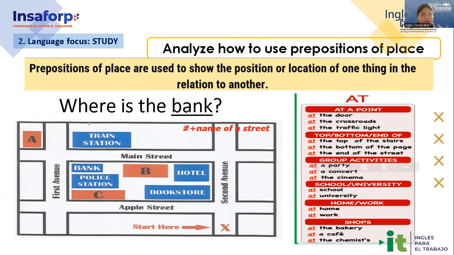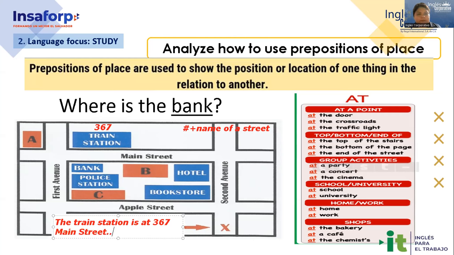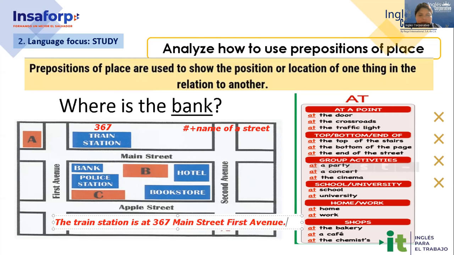So where is the train station? I'm gonna give you a number. Let's see, 3, 6, 7. So where is the train station? The train station is at... Ideas? 367. Okay. Name of the street? Main Street. At Main Street. Main Street, First Avenue will be. Okay, so how about the hotel?